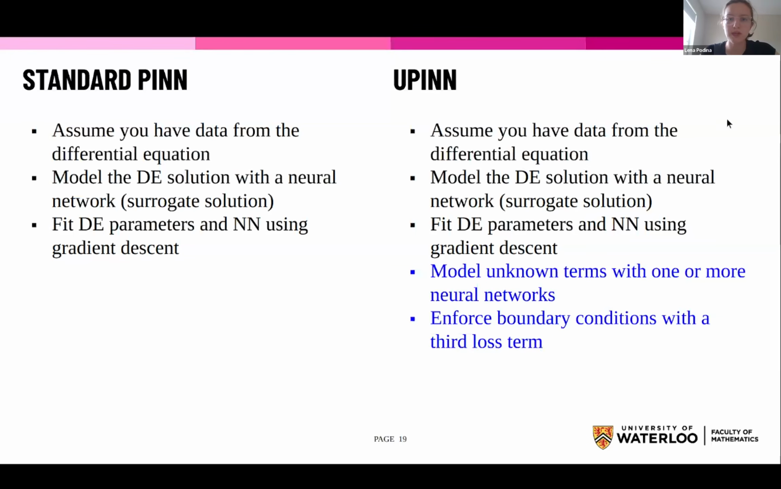So basically, this is just a comparison. We can do basically what standard PINNs do. We can also fit parameters alongside creating the differential equation solution. However, as I said, we model unknown terms with one or more neural networks. We enforce boundary conditions with a third loss term, which you can also do in standard continuous PINNs. But in our case, you can also learn part of the boundary condition.